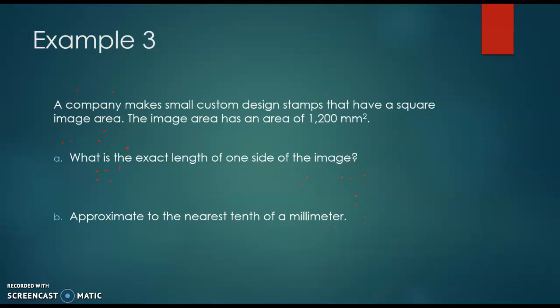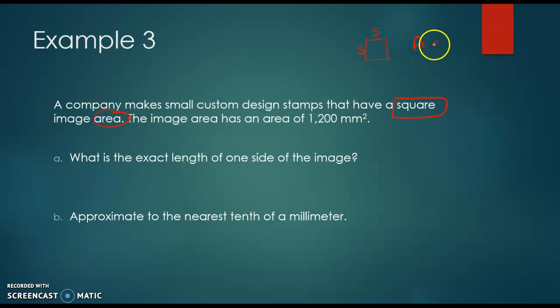All right, so what about a word problem? Mrs. Cartwright, there's words, and they make me get all anxious. Don't look for those keywords, right? A company makes small custom design stamps that have a square image area, right? That's important. So that tells us that we're working with the shape of a square, which means that sides are all the same.